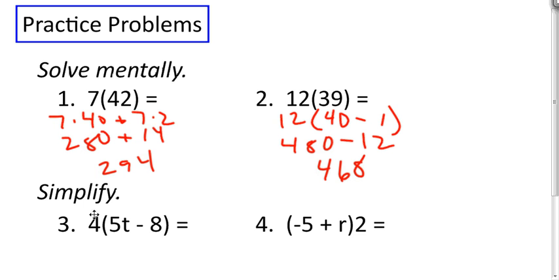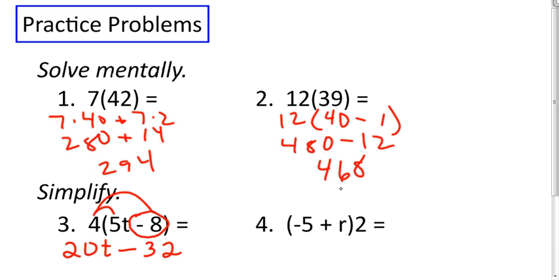Down here, 4 times 5t and 4 times 8. So 4 times 5t is 20t. Remember this 8 is a negative 8, because adding a negative 8 is the same thing as subtracting 8. So 4 times a negative 8 is negative 32. Because 32 is negative, I'm putting the subtraction sign between these.